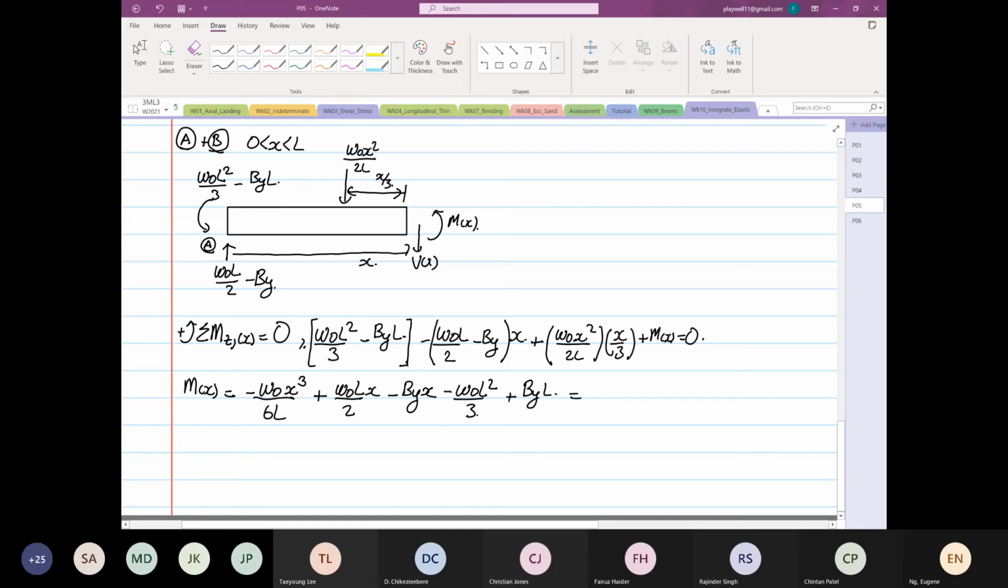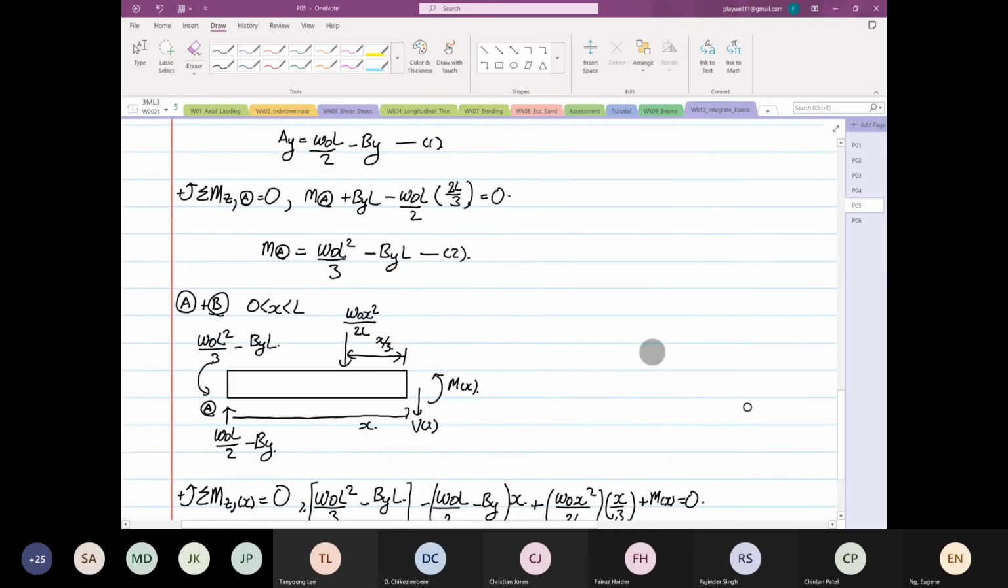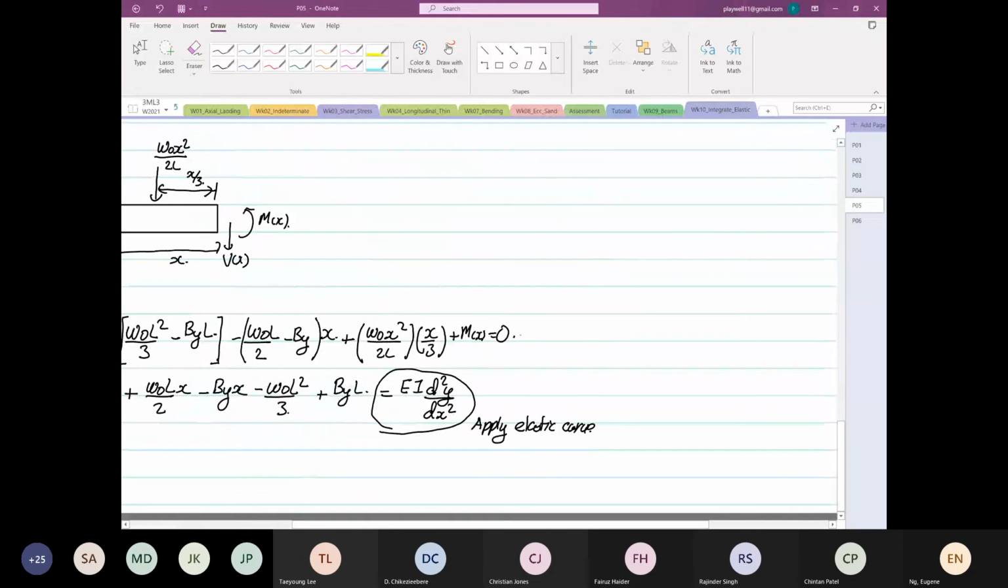Then this whole term will be equal to EI d squared y over dx squared. At this point, this is where we apply the elastic curve. What equation are we now on? This is our equation 3.